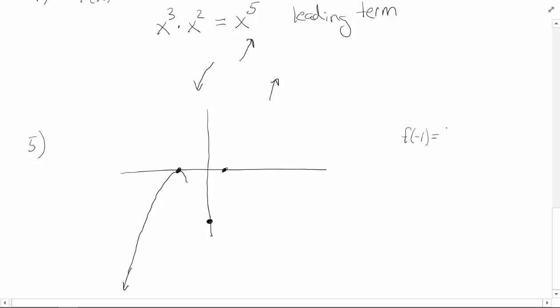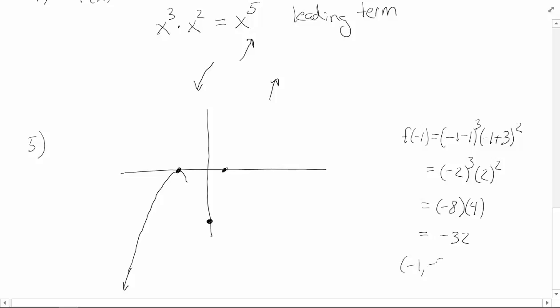So if you plug that into the function, you get -1 minus 1 cubed times -1 plus 3 squared. So I get -2 cubed times 2 squared. -2 cubed is -8. 2 squared is 4. So this is going to be -32, which means -1, -32 is a point on that graph. So it goes way down here. And then it's going to turn around somewhere in the middle. So something like this. Got to go through there.